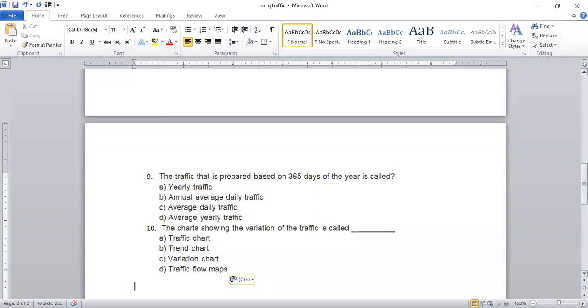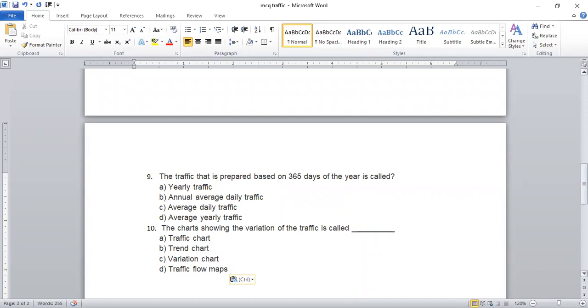And the last question is question number 10: the chart showing the variation of traffic is known as. If we have studied this, we already get the idea that in the morning, afternoon and evening there is a traffic variation. That chart indicates the variation, so it is known as the variation chart of the traffic.